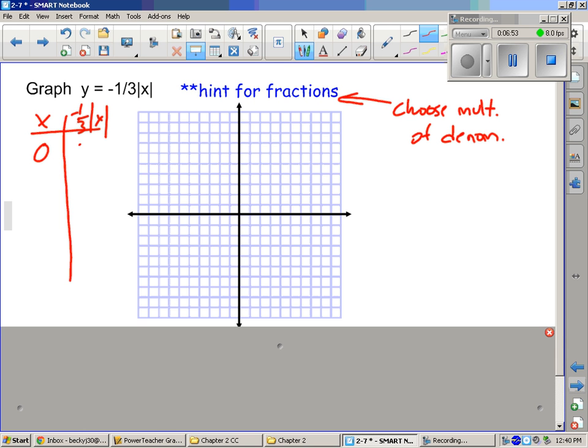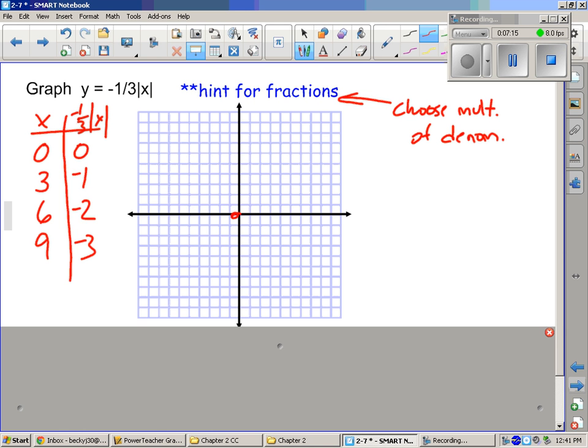0 times 1/3 is 0. Then I want to choose a 3 because 3 times negative 1/3 is negative 1. Then choose a 6, 6 times negative 1/3. Choose a 9, and we get whole numbers. If you don't choose the multiples of 3, then you're going to get some fractions. It just makes it a little more miserable to graph.